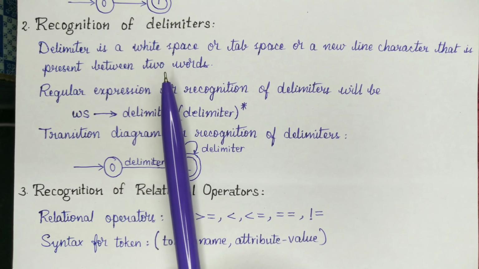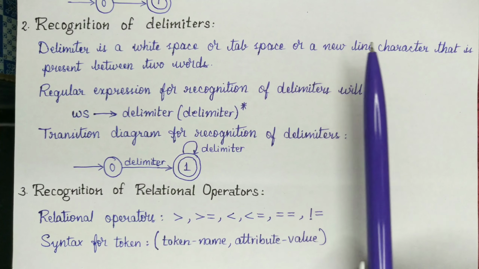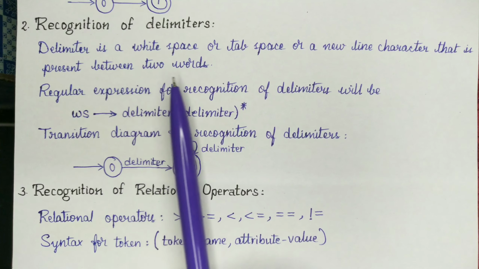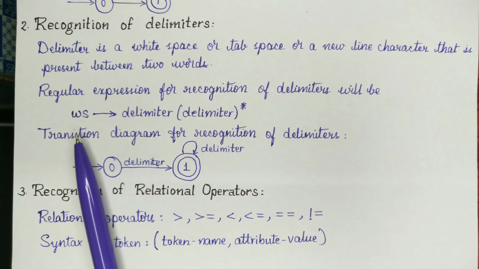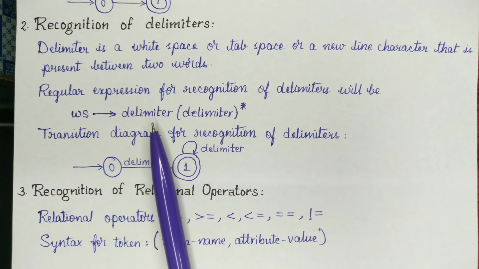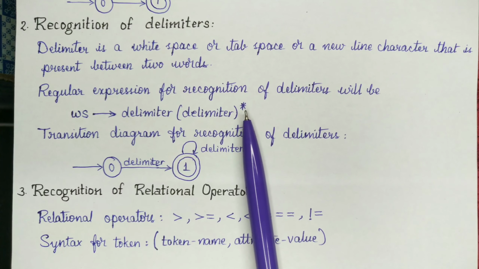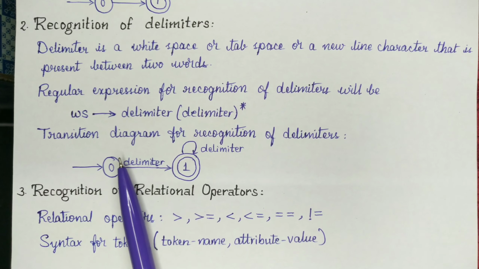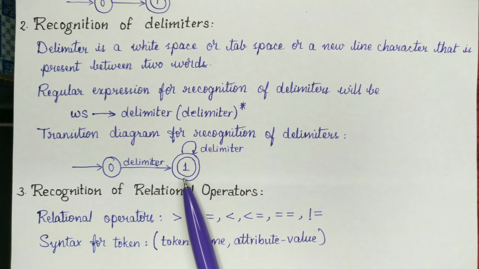And the second is recognition of delimiters. A delimiter can be a white space or tab space or new line character that is present between two words. So the regular expression for this will be: the word space WS produces delimiter followed by another delimiter with 0 or more occurrences. So let's start the transition diagram, starting with a delimiter applied on state 0, followed by any number of delimiters applied on state 1, and it is the final state.